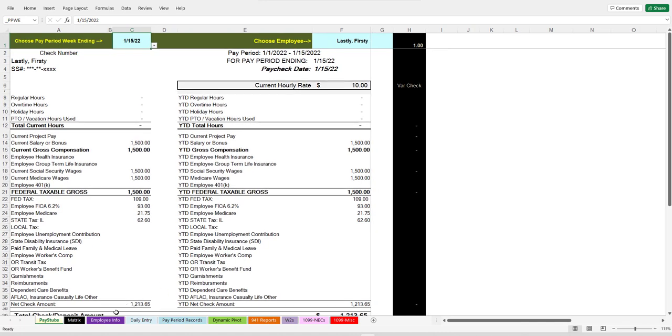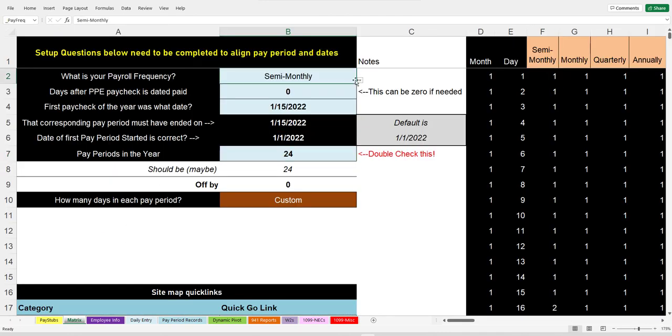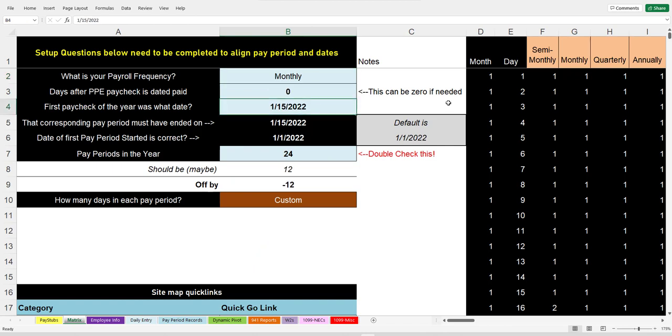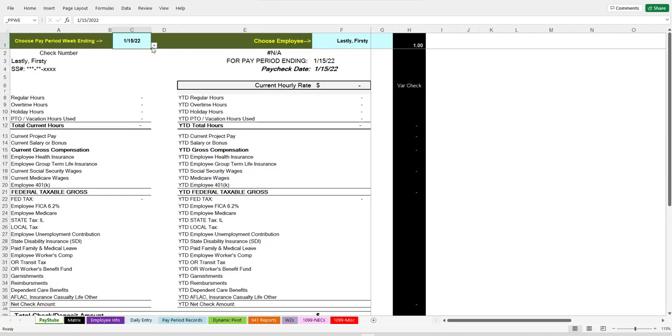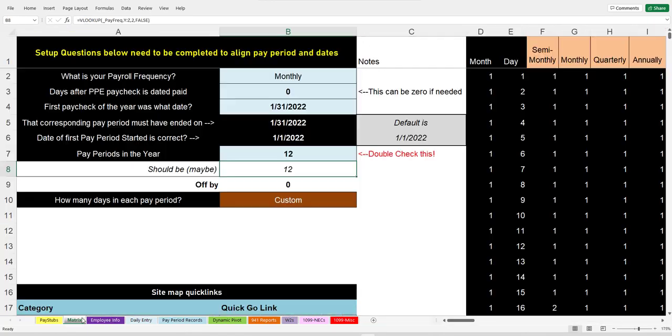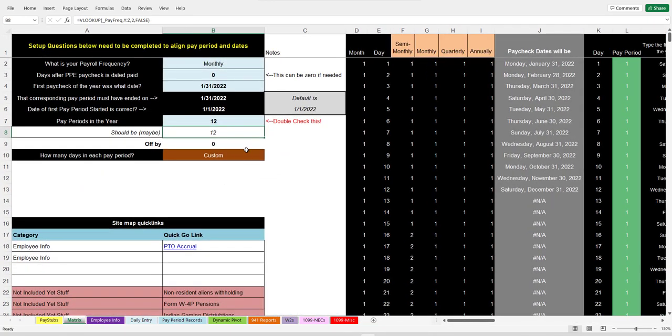I mean, unbelievable. What if this was a monthly payer? Right? Monthly payer. When was the first paycheck? It was 131 because they pay on the end of the month. There's only 12 periods in a monthly payer year. New paycheck right here is on, well, that's the February one. Here's the January one. Unbelievable. It all works. I spent all day on it. It all works. All you have to do is answer these questions correctly.